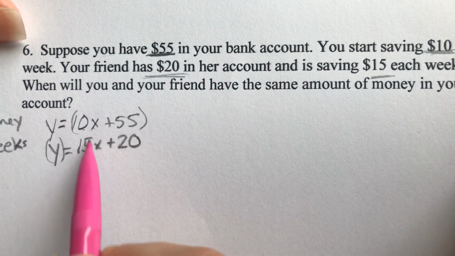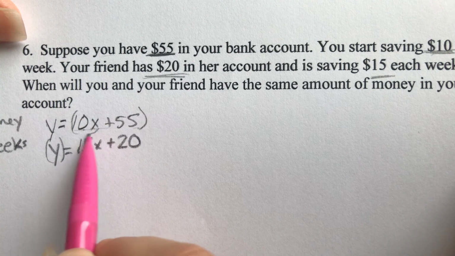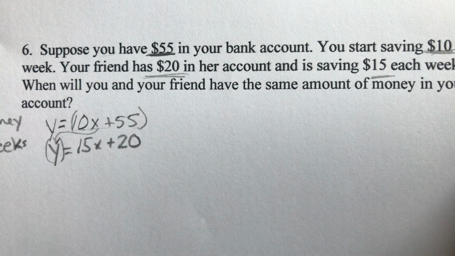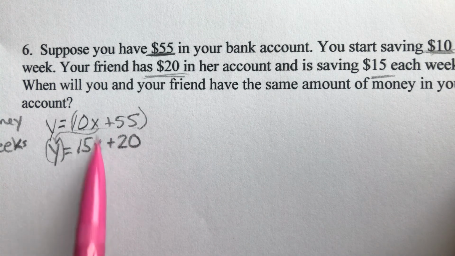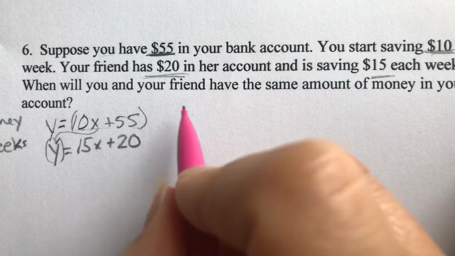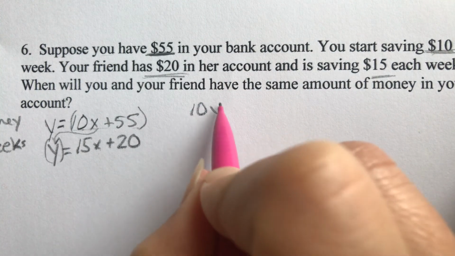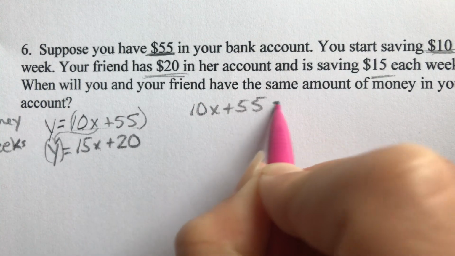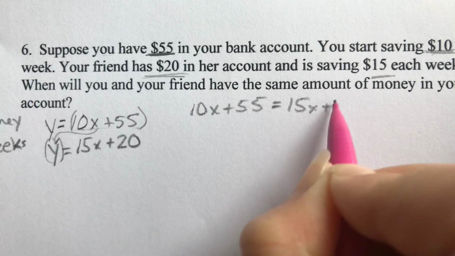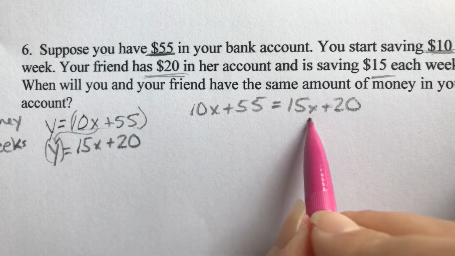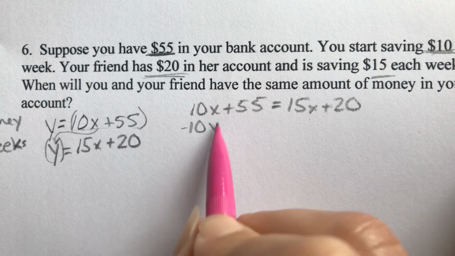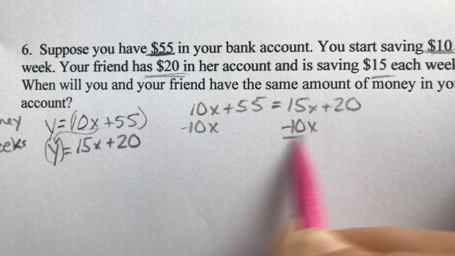Let's do that substitution. All of this y goes into here. This might make a little more sense too in the word problem. You want to know when you and your friend have the same amount. So how much money and how many weeks did it take you to get there? So you're just setting the two equal to each other. You want to know when they're the same, when they're equal. 10x plus 55 equals 15x plus 20. Variables on both sides. You know me, I like to move the smaller variable.